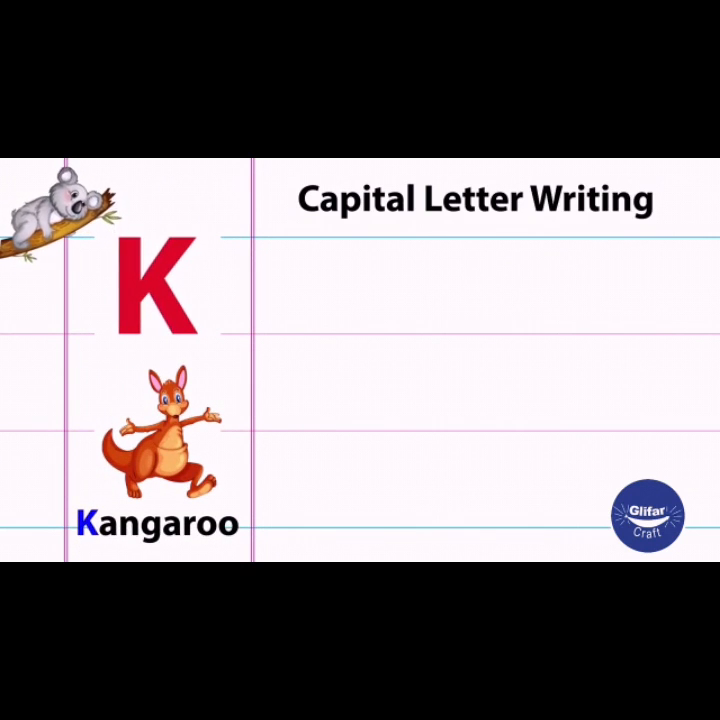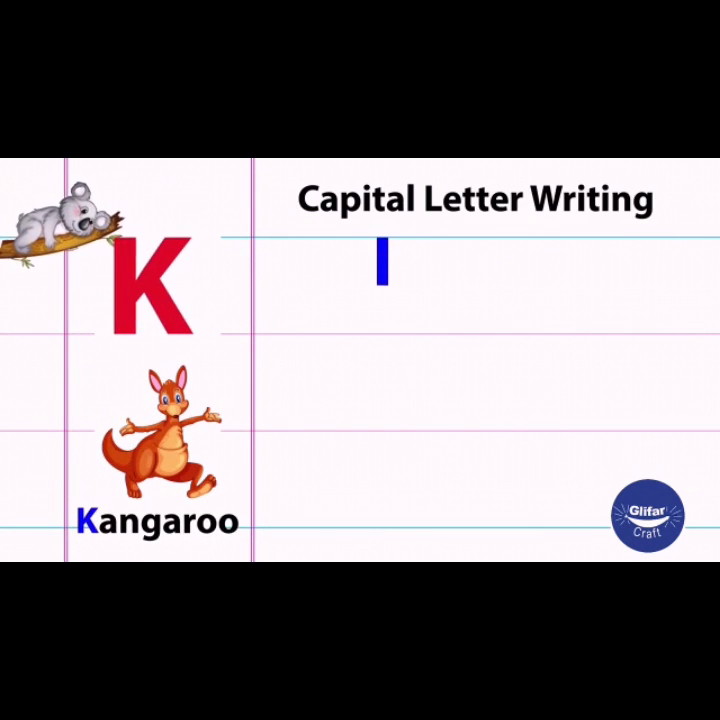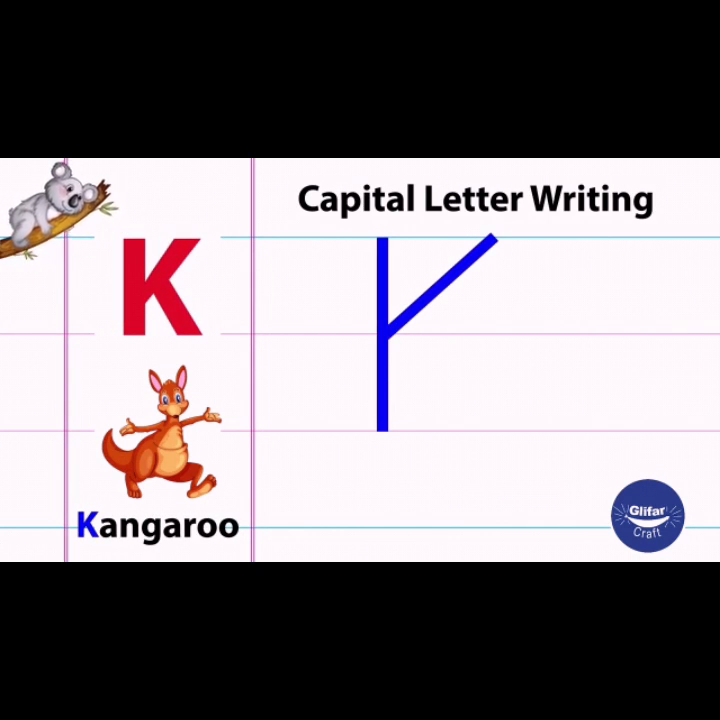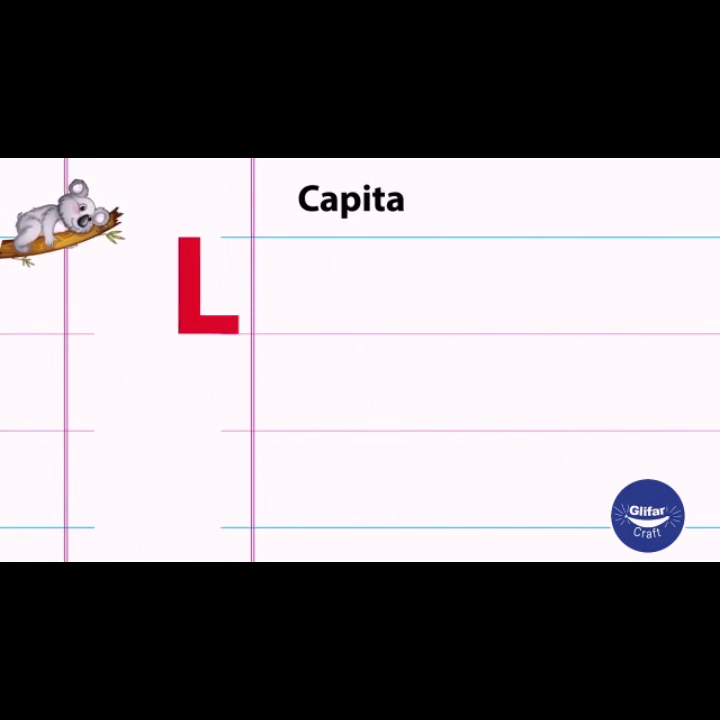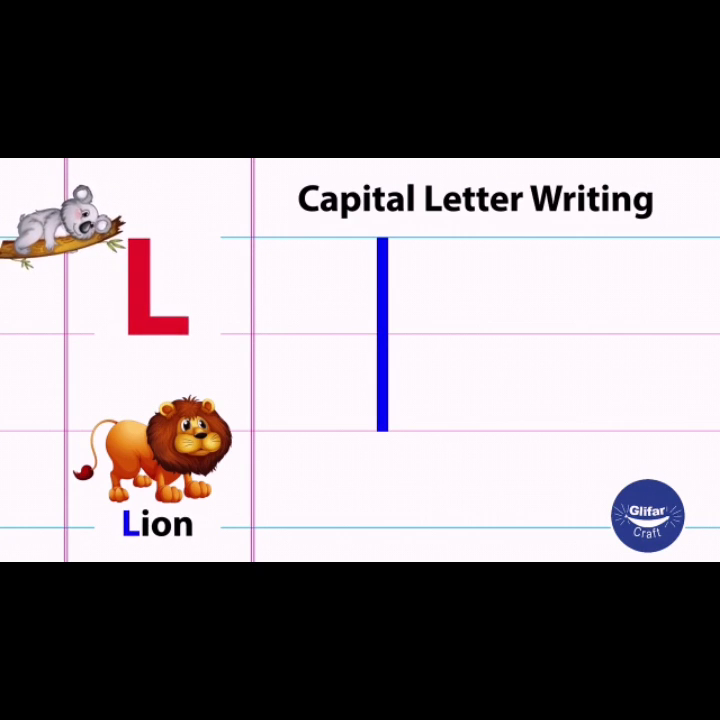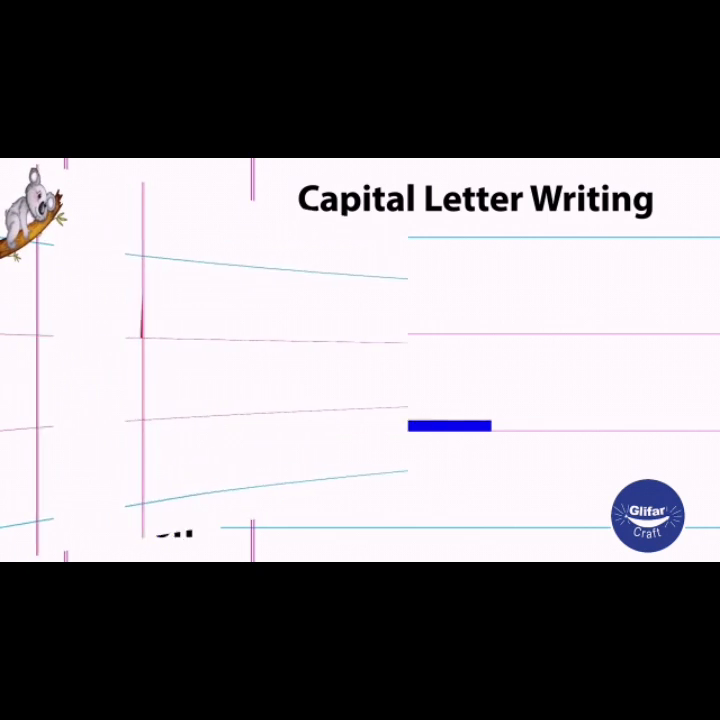Letter K. Kangaroo. We will use a standing line like this, then a slanting line, one more slanting line. Yes, like this. It's a letter K. Letter L. Lion. We will use a standing line, then a sleeping line we will use for letter L.